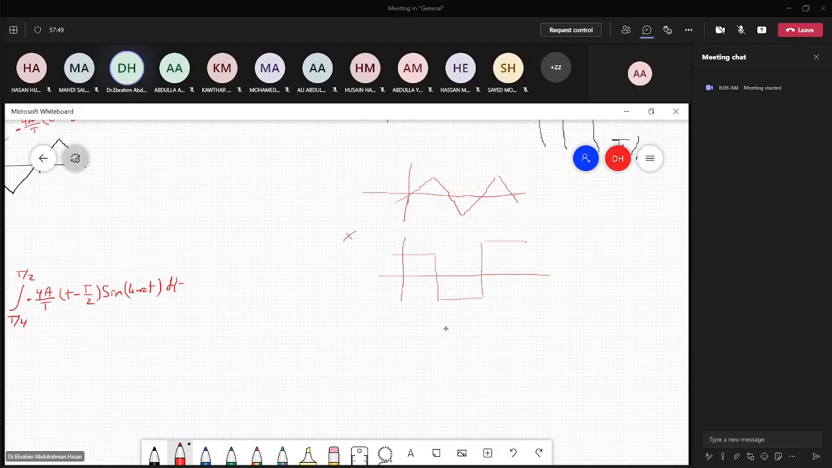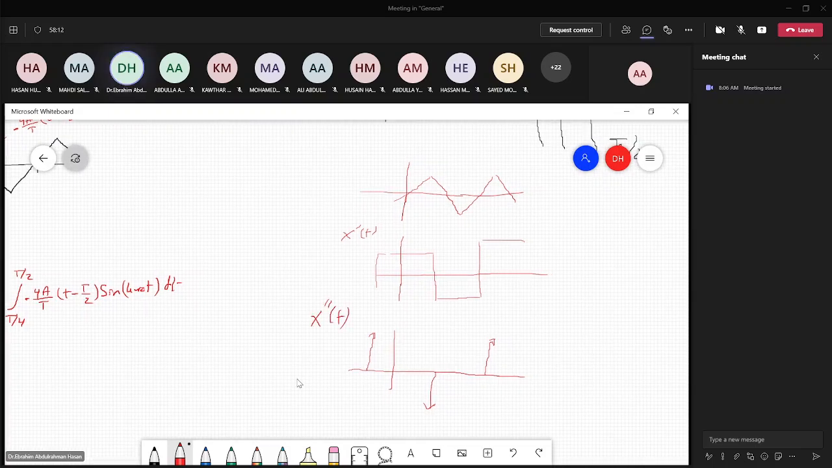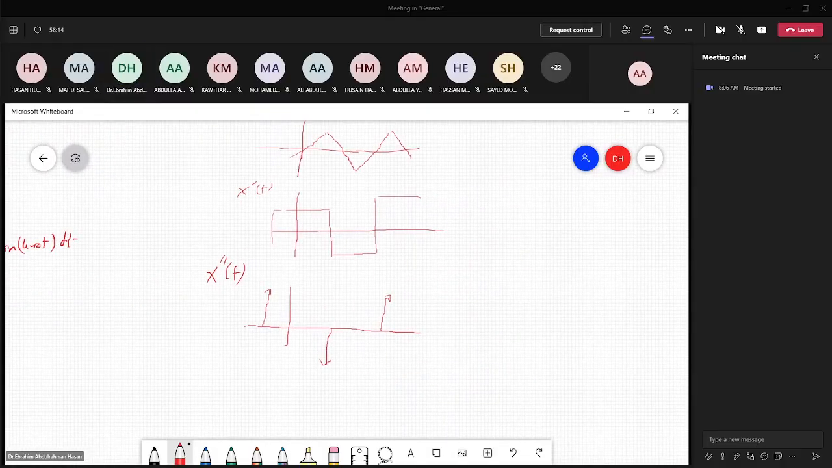So this is first derivative. Then take second derivative. So then you will get impulses. Okay, so here you get one impulse, here you get another, here you get third, and so on. This is second derivative of x of t. So then find a_k double tilde here. Okay, but what we want is a_k for x of t.